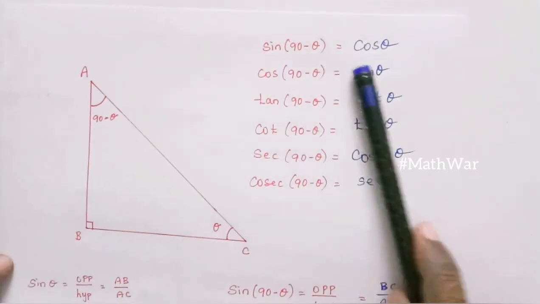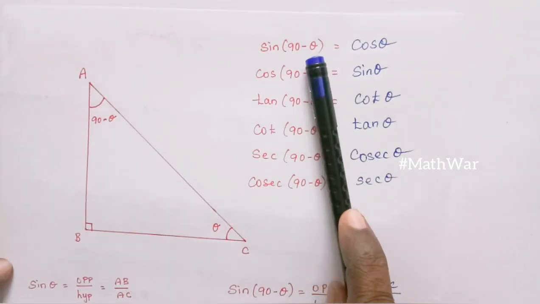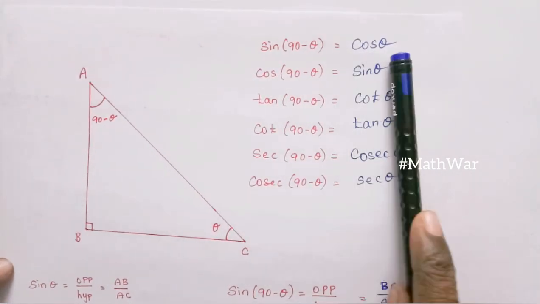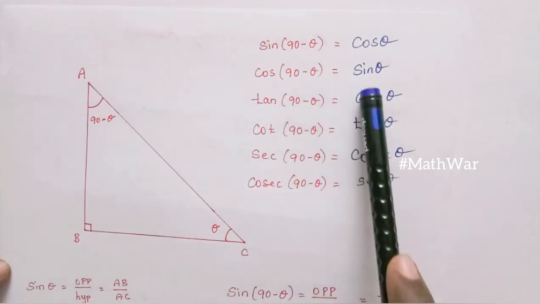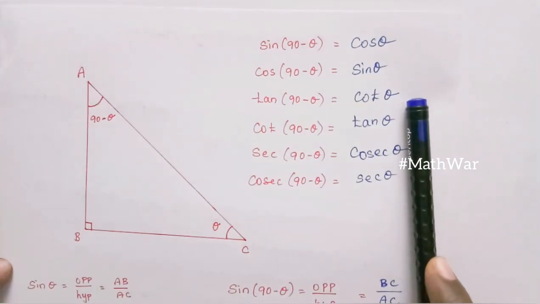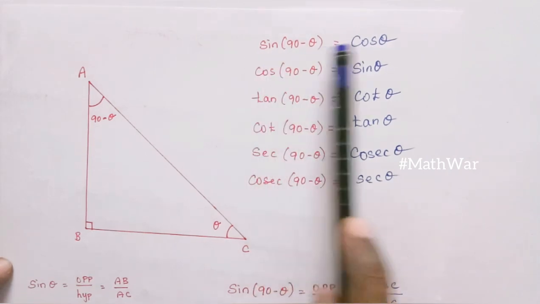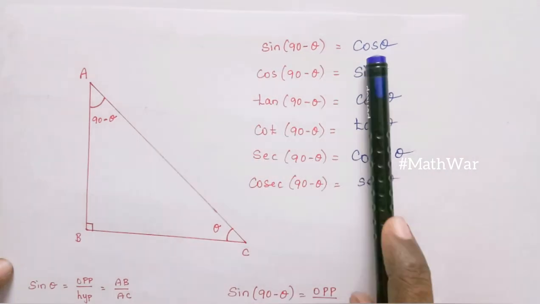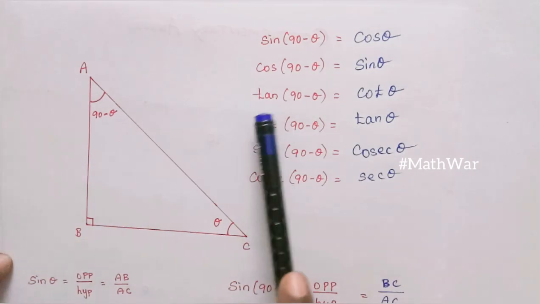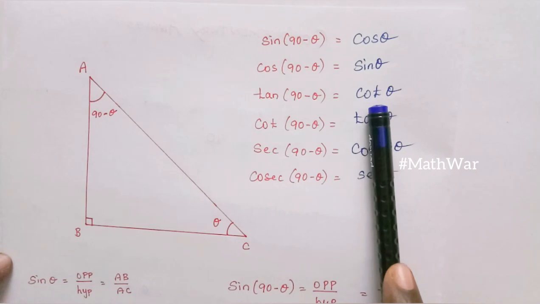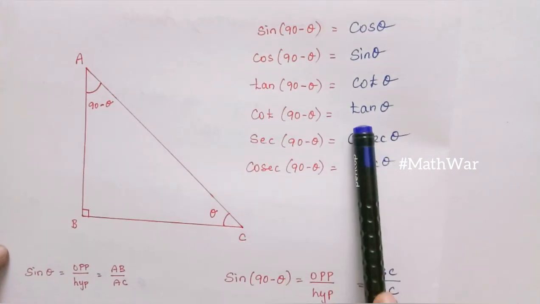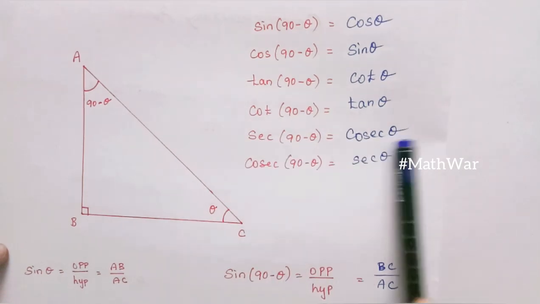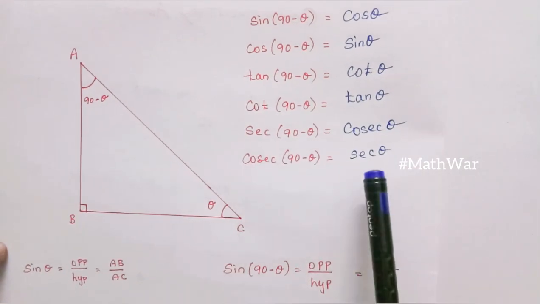We have an easy trick to keep it in mind. Sin 90 minus theta is cos theta. So you can see here sin 90 minus theta is cosine theta. Cosine 90 minus theta is sine theta. So clearly what we can understand, if co is not there, add co. If co is there, remove that co. That's all. So sine means cosine. Cosine means sine. Tangent means cotangent, that is cot. Cot means remove that co, so tan. So tangent, that is tan theta. Secant means add co, cosecant, and cosecant means remove co, it is secant.